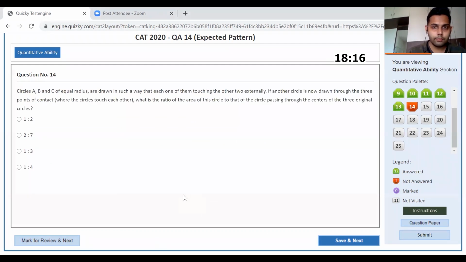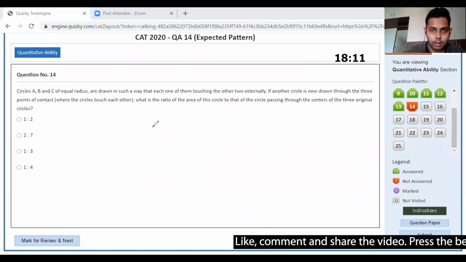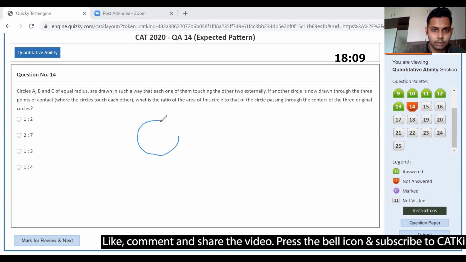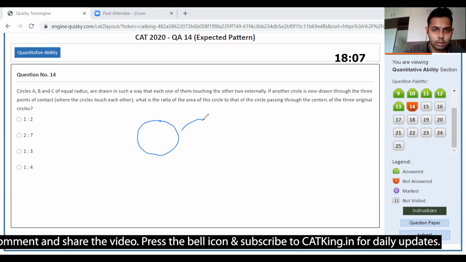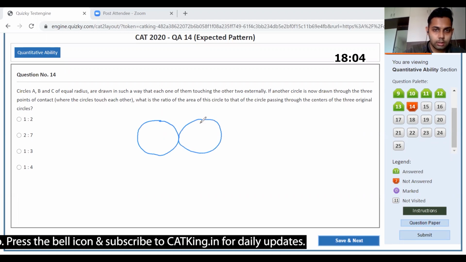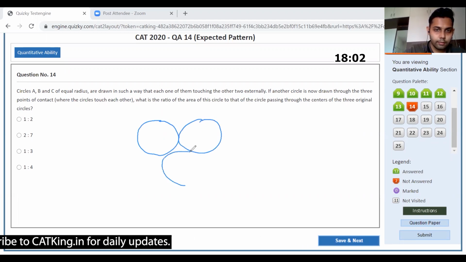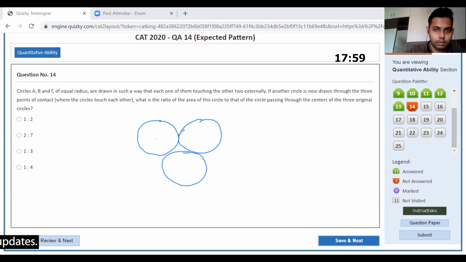Circles A, B, C of equal radius, each touching the other two externally. Okay, this, center, or R. Another circle is drawn through the 3 points of contact. So one circle is here, and another circle is this.